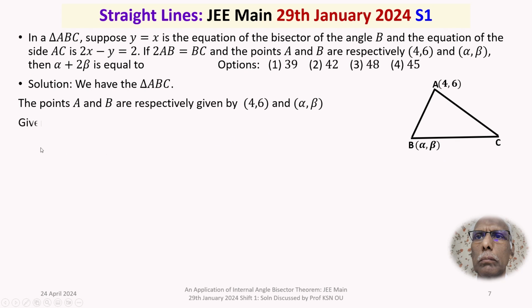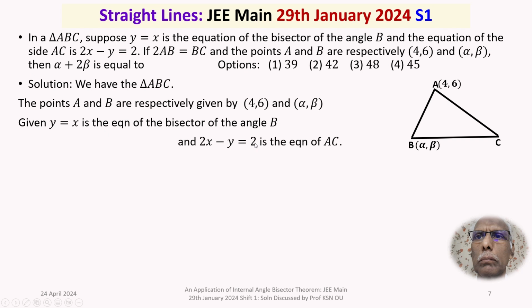Now, what is further given? Given that y equals x is the equation of the bisector of the angle B, and 2x minus y equals 2 is the equation of AC. So the angle bisector of B is y equals x, and the equation of AC is 2x minus y equals 2. Let D be the point of intersection of y equals x, that is the angular bisector, and AC. D is somewhere here, and this is the angle bisector of B.